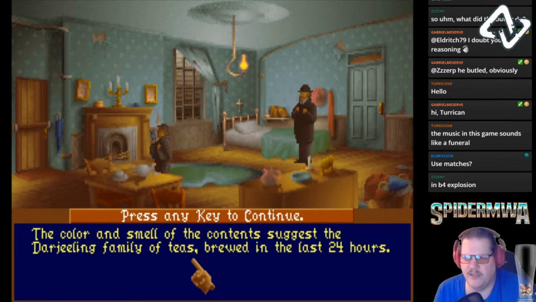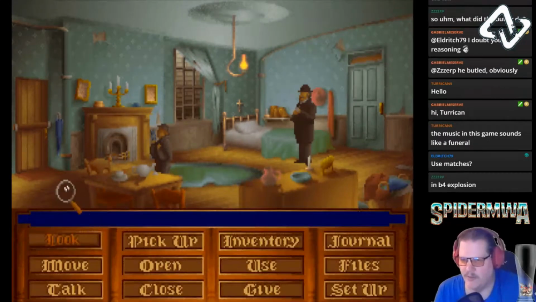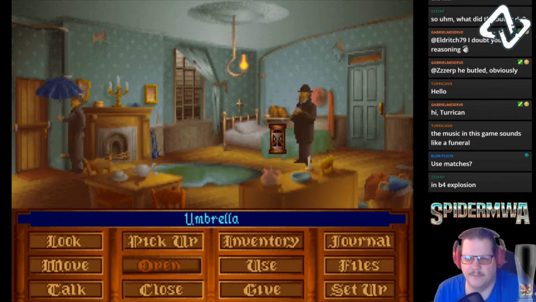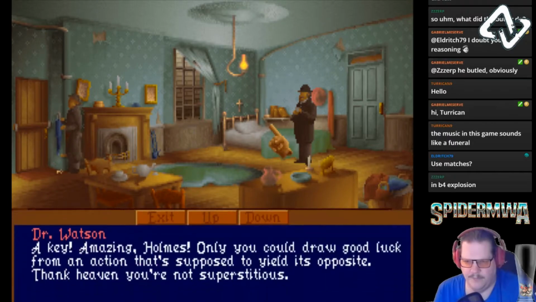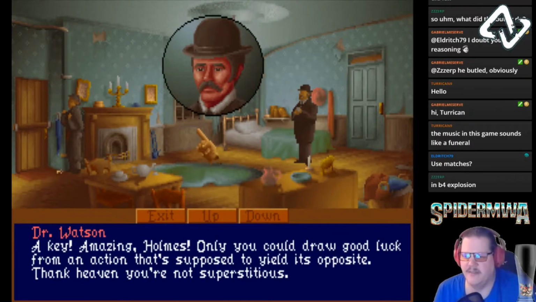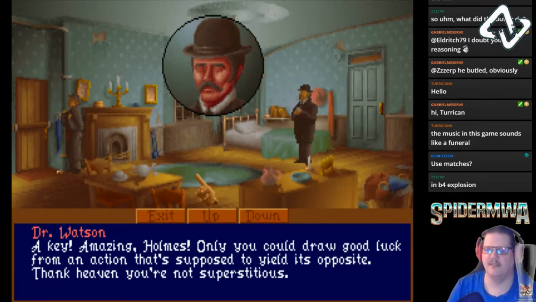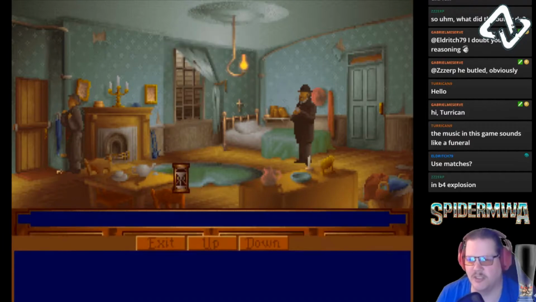The color and smell of the contents suggest the Darjeeling family of teas brewed in the last 24 hours. Okay, amazing, Holmes. Oh, you could draw good luck from an action that's supposed to yield its opposite. Thank heaven you're not so superstitious.